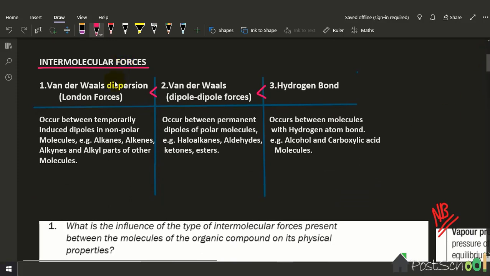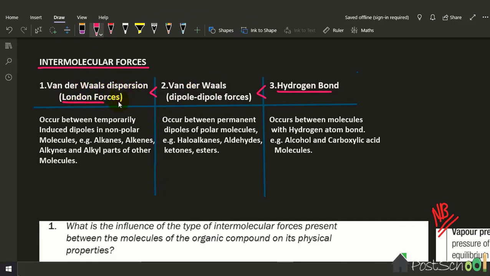So here is the first one, intermolecular forces. There are 3 types of intermolecular forces: the van der Waals dispersion forces, sometimes called London forces; then the van der Waals forces called dipole forces, or induced dipole forces; and then finally the hydrogen bond. The weakest one, as indicated by that inequality sign, is the London force, and the hydrogen bond is the strongest. The dipole forces are stronger than the London forces, but weaker than the hydrogen bond.